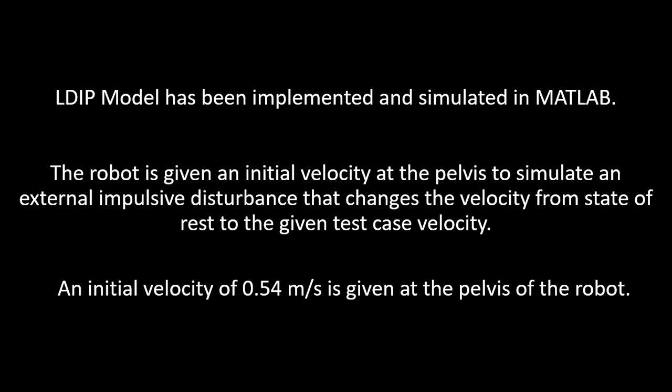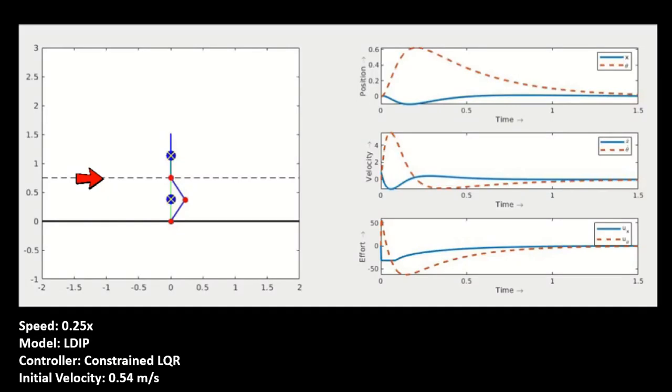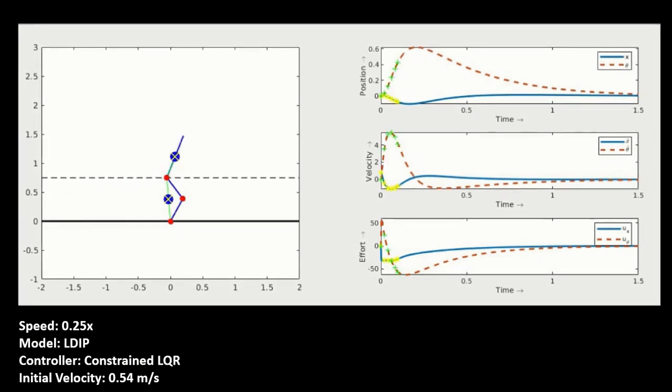The robot is given an initial velocity at the pelvis to simulate an external impulsive disturbance that changes the velocity from a state of rest to the given test case velocity. An initial velocity of 0.5 meters per second is given at the pelvis of the robot. The red arrow indicates the direction of the external impulsive disturbance. As we can see, the robot lunges its torso forward to generate the angular momentum about the pelvis that helps it to recover from the push.